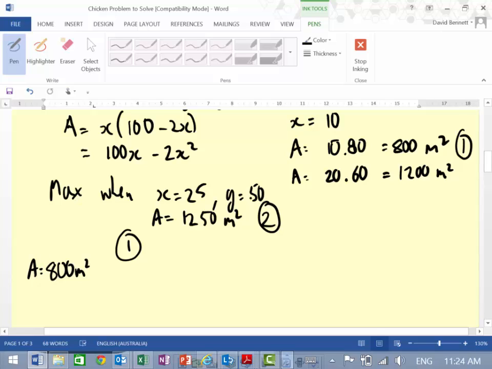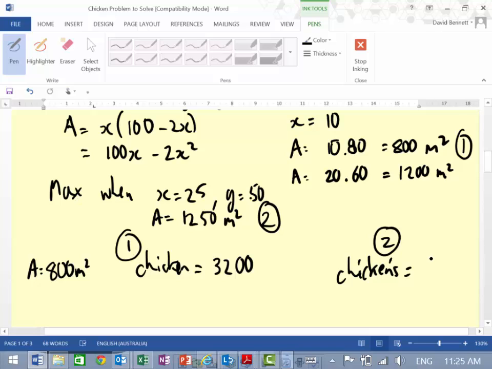Alright, so how many chickens can we get into our pen over? How many free range chickens? So the number of chickens is going to be equal to the area times by 4, isn't it? So we're going to get how many chickens? 3,200 chickens. Alright, for number 2 though, the number of chickens that we're going to be able to get in there, chickens is going to be equal to what? 1250 times by 4, so that's going to be 5,000 chickens. Okay, get the idea? Working out the number of chickens?